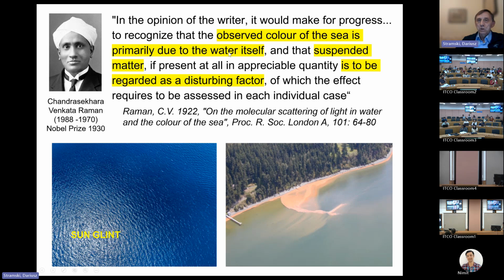Of course, water molecules have minimum absorption in the blue and high absorption in the red, so they contribute to the blue color, but they also have very strong scattering in the blue, which reinforces the blue color of clear water. But he also, very importantly, recognized that there are a lot of other constituents in seawater which can change the color of the ocean, and that causes a very complex problem that has to be assessed and studied in each individual case. So I will stop.